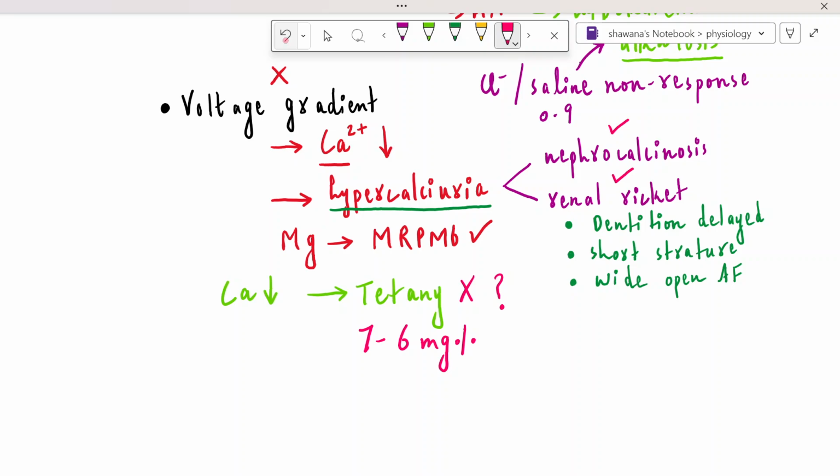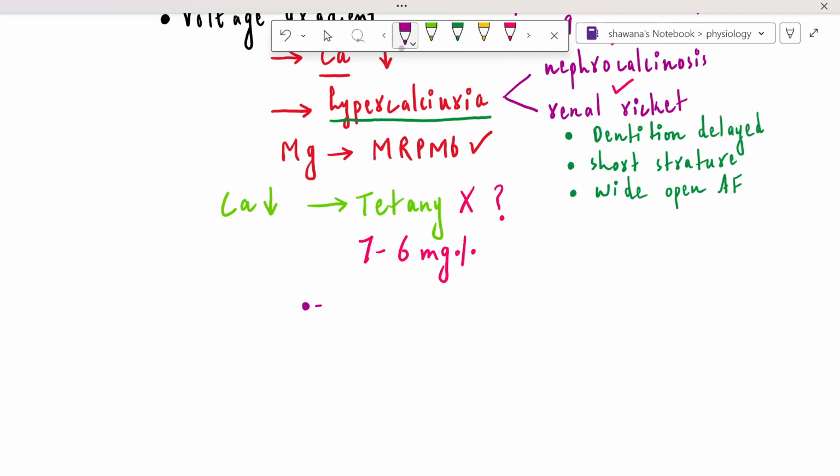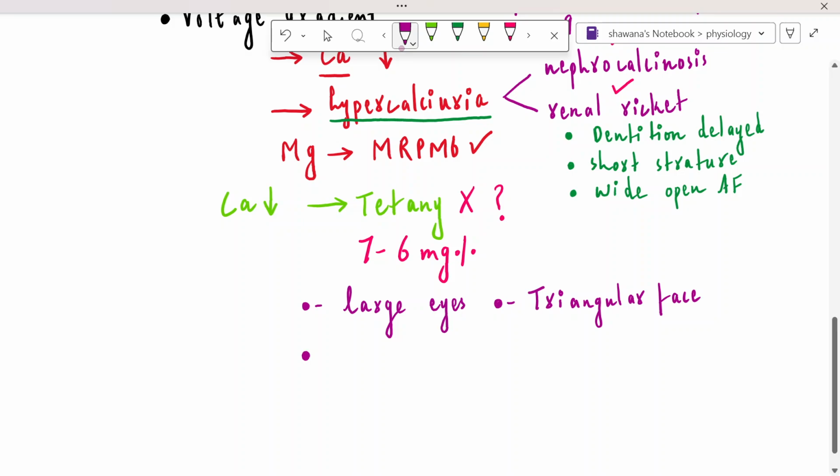The next thing is the appearance of those neonates. They have large open eyes, right? Large eyes are there. The second is that we can see a triangular face. These are a visual representation of patients suffering from Bartter syndrome: large eyes, triangular face, drooping mouth. You need to remember these for an extra edge. Drooping mouth.